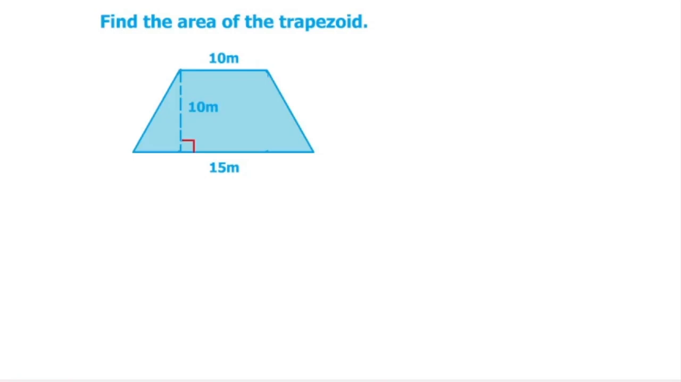In today's video, we're going to find the area of a trapezoid. So we have a trapezoid here, and we can see that this length is 10, this length is 15, and this height here is 10, all in meters.